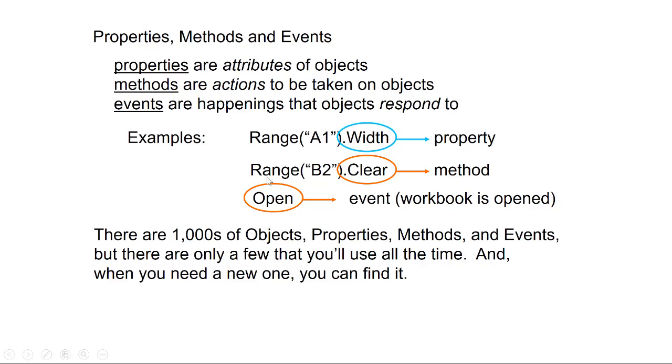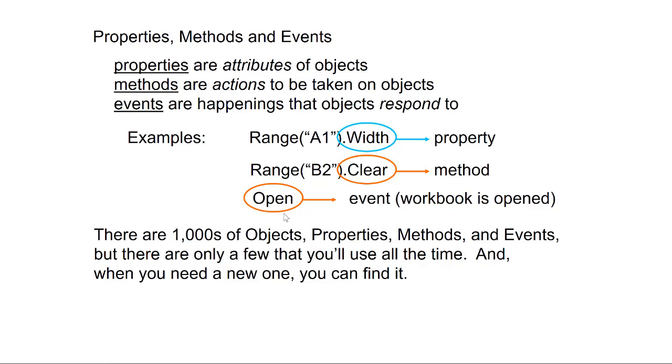A method is an action that's taken on an object. So range B2.clear is clearing everything in range B2. An event, for example, is when a workbook is opened, maybe when a worksheet is activated, or when a workbook is closed. So those are events. So there are lots of these. There are literally thousands of these.